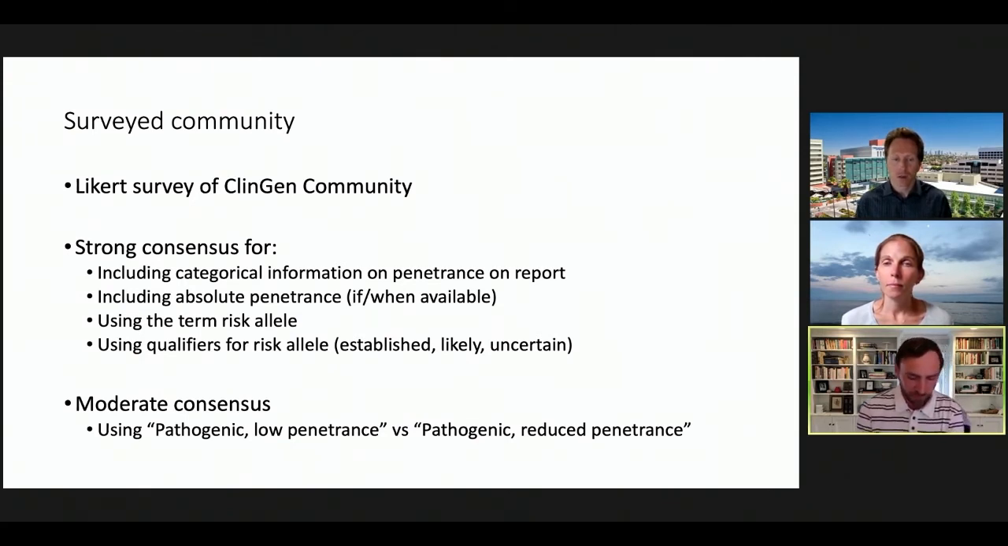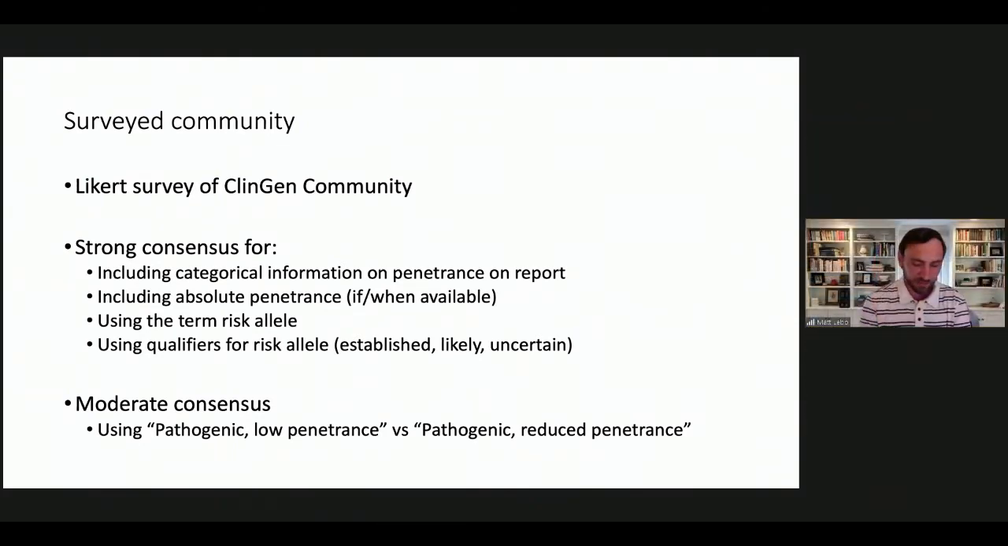I'm not going to show you all the results here, but just as a quick summary, we did have strong consensus for including categorical information on penetrance on the report. So if you can say what the penetrance is, you should, or at least some level of what the penetrance might be. And that could be either classifying something as a risk allele or as a low penetrant variant, or as you see in the next bullet point, if you actually can get the absolute penetrance, that is something I think we all want to strive for, right?